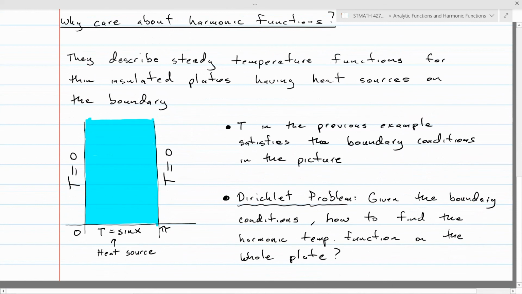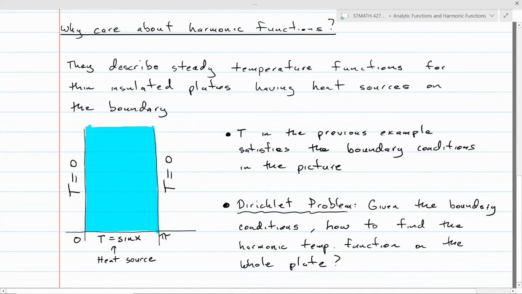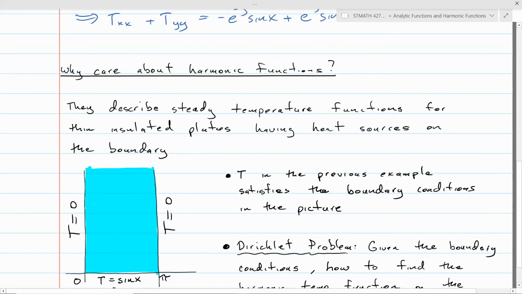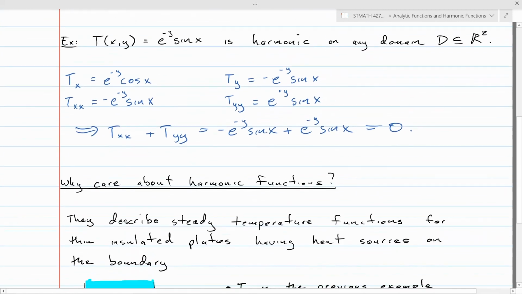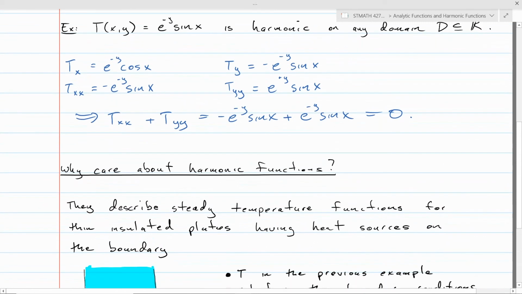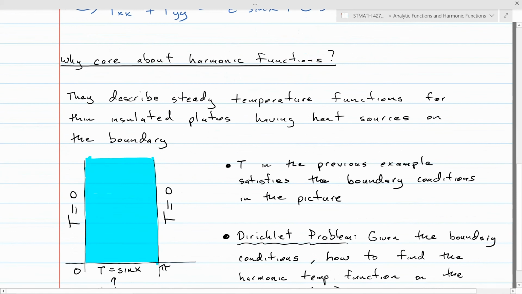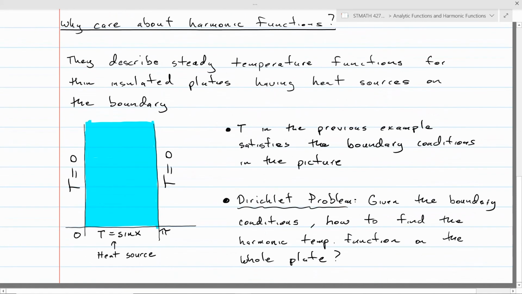So maybe to draw a little picture of what might be going on. In this picture below, the blue area, think of that as some sort of metal plate. And it's got some boundary conditions, maybe on the left and right. If you took the function from the previous example, e to the negative y sine of x, and put in any multiple of pi for x, the sine of a multiple of pi is equal to 0. And so in this picture, those two vertical lines, the first one at x equals 0 and the second at x equals pi, that function T would be equal to 0 identically on those entire vertical lines.